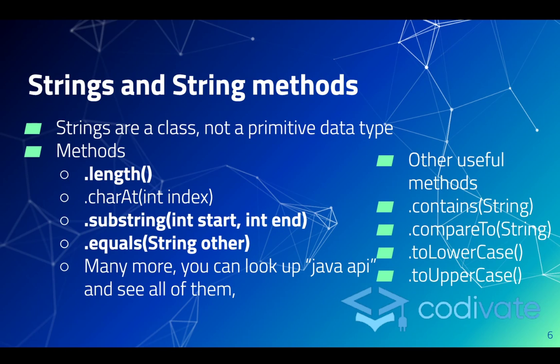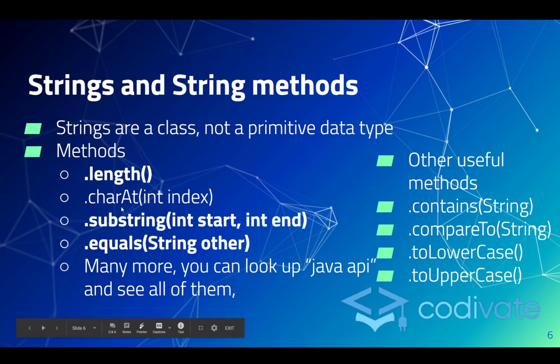Alright, next thing is strings and string methods. Strings are special. They are not a primitive data type. You might have noticed that they were capitalized in the data types section. That's because they're a class, and we're going to talk about classes later on. But what you should know now is that because string is a class, we can call methods from it. So these are some of the useful methods.